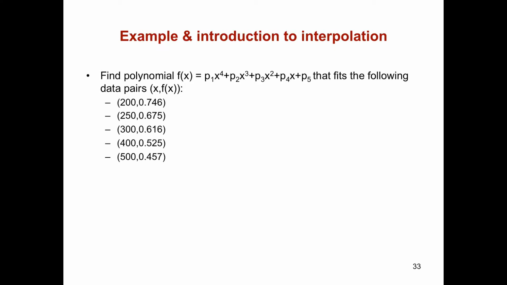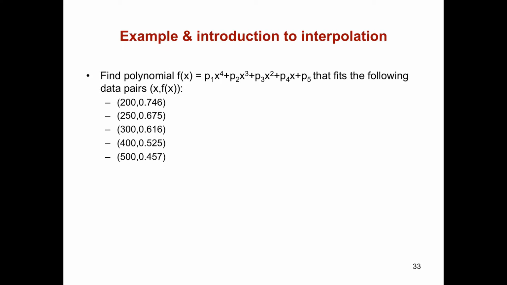How would you come up with the system of equations that these coefficients P1, P2, P3, P4, P5 have to satisfy? So basically, if I plug in values, I'm going to have P1 times 200 to the 4 plus P2 times 200 to the 3 plus P3 times 200 to the 2 plus P4 times 200 plus P5 has to be equal to 0.746. Same thing for 250. So I plug in 250. F of 250 has to be this. So I'm going to have a linear equation in P1, P2, P3, P4, P5 for each of these points. So this is one way we can actually solve this. This is called interpolation.